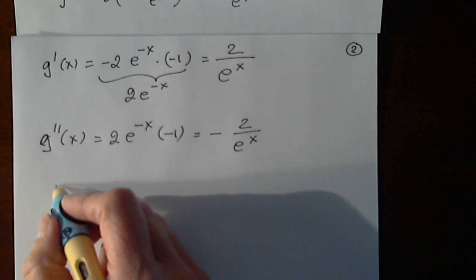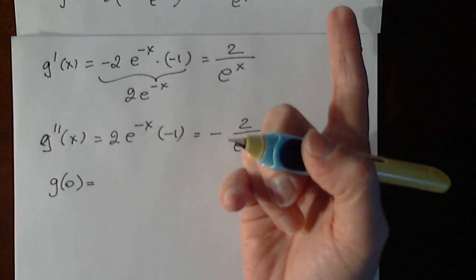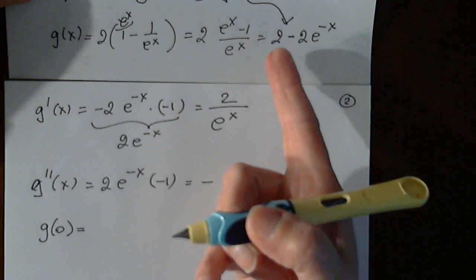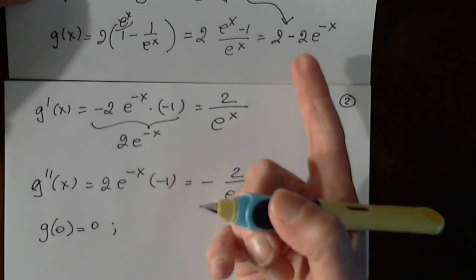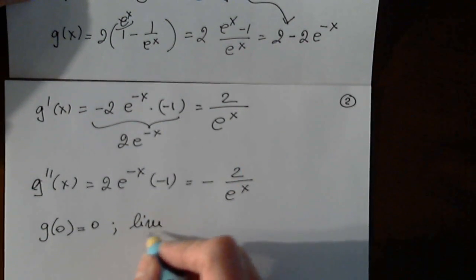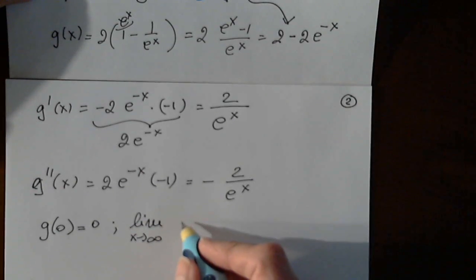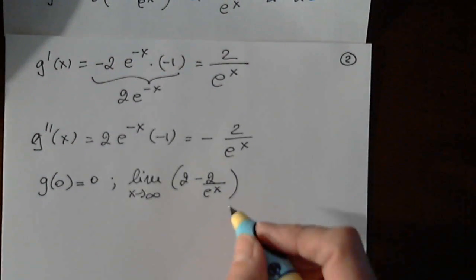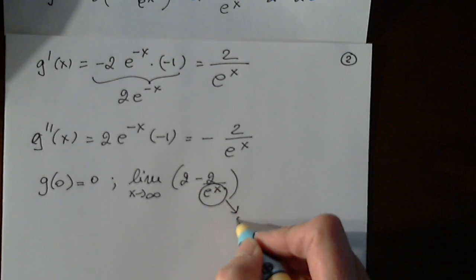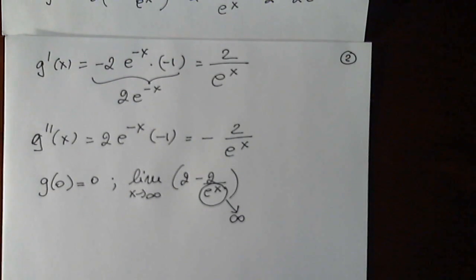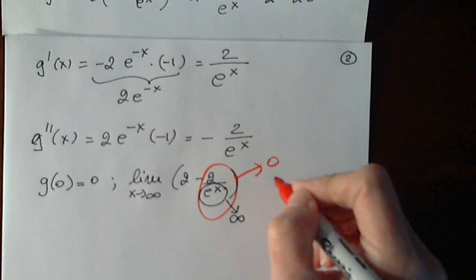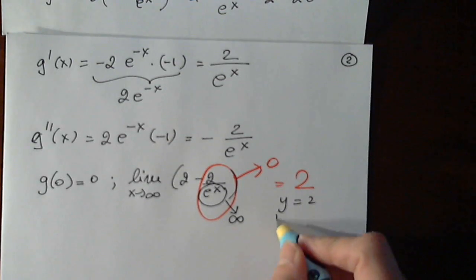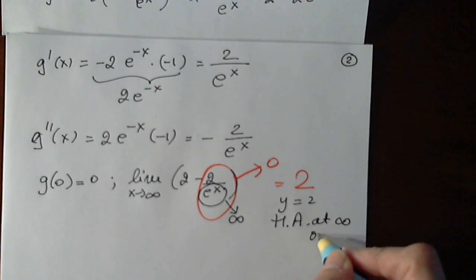Now, g of 0. Go back. e to 0 is 1. 1 times negative 2 is negative 2. 2 minus 2 is 0. And also I need to determine the limit as x approaches infinity of 2 minus 2 over e to the x. As x approaches infinity, e to the x will approach infinity. However, 2 over infinity will approach 0. So the limit is 2. Therefore, y equals 2 is a horizontal asymptote at infinity only.